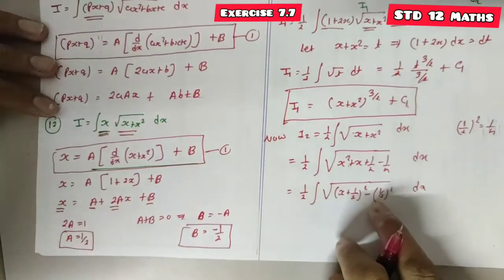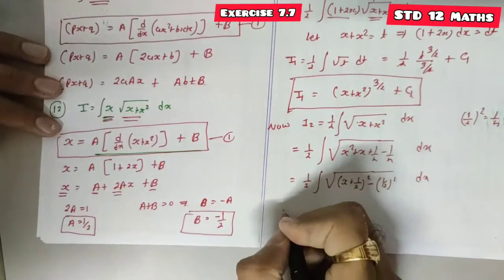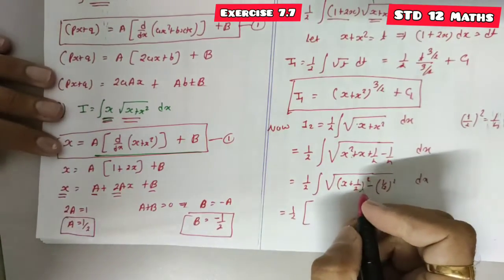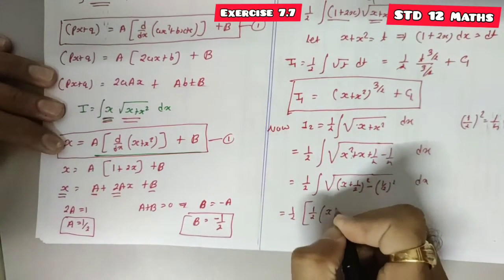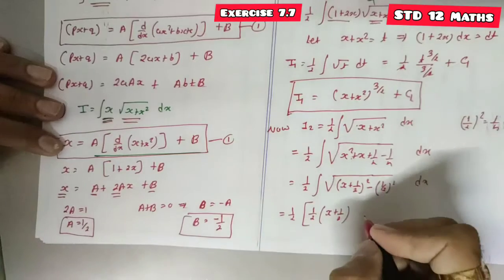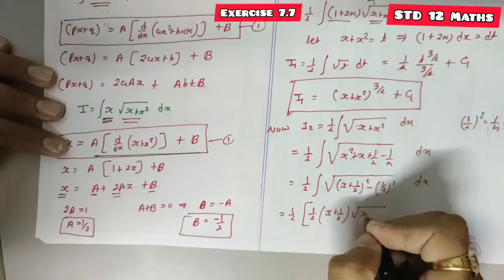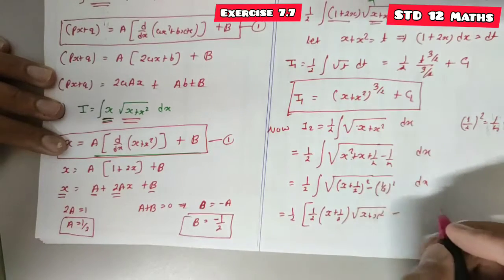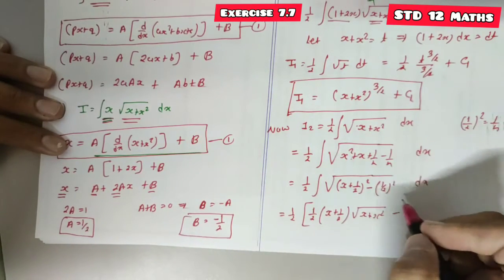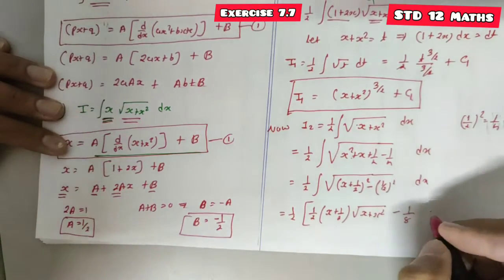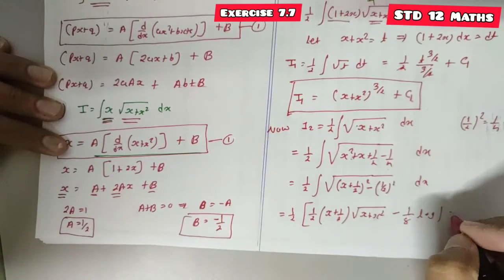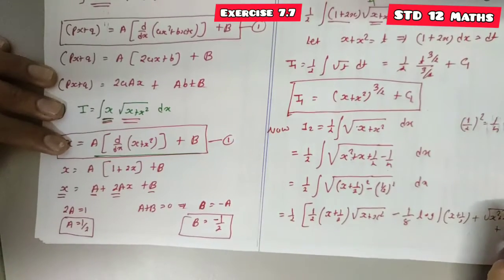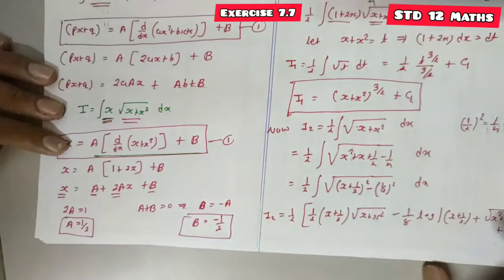So this is our formula: the integration of square root of x square minus a square is x by 2 into square root of the given term, minus a square by 2 log mod of x plus square root of the given term. Here our x is x plus 1/2, so it's x plus 1/2 by 2 into square root of x square plus x, minus a square by 2, so 1/4 by 2, it's 1/8, log mod of x plus 1/2 plus the given bracket square root of x square plus x, plus c2. For this I2, we are using constant c2.